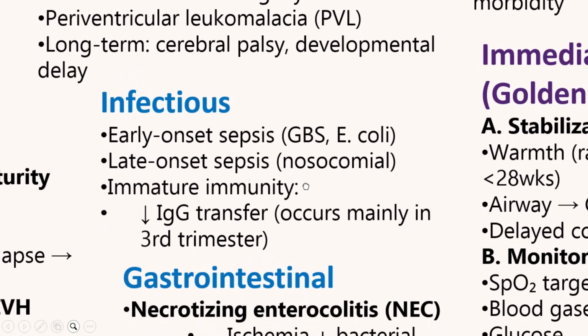Now, infection is going to be also common. One, the immune system is immature. Two, we have IgG transfer in the third trimester. That is when the baby receives most of the IgG from the mother. This is the immunity that the mother already developed. So it transfers in the third trimester. But if a baby is born before the third trimester, then they're coming in fresh. No IgG. And this is going to lead to early onset sepsis, which is caused by group B streptococcus, and then E. coli. And then the late onset sepsis, which can come in because they are staying in the NICU and then they catch a bug in the hospital, which is the nosocomial infection.